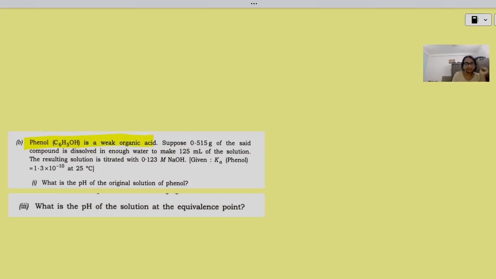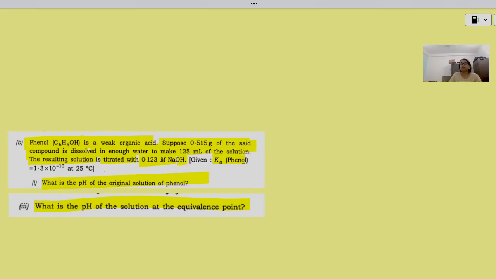The question is that phenol, C6H5OH, is a weak organic acid, and suppose 0.515 gram of the compound is dissolved in enough water to make 125 ml of the solution. The resulting solution is titrated with 0.123 M NaOH, given the Ka for phenol. What is the pH of the original solution of phenol, and second, what is the pH of the solution at the equivalence point?